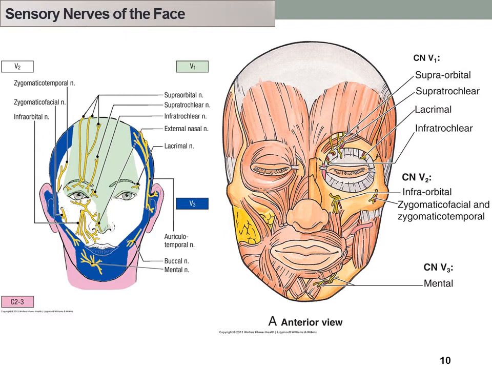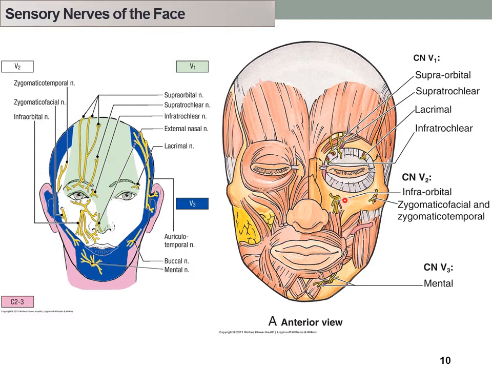For the sensation of the face, we have three different branches of the trigeminal nerve. As previously indicated, these would be V1 ophthalmic, V2 maxillary, and V3 mandibular divisions. The first division, or the first nerve, which would actually be the supraorbital nerve, we will study when we pay attention to the scalp, that comes through the supraorbital foramen.